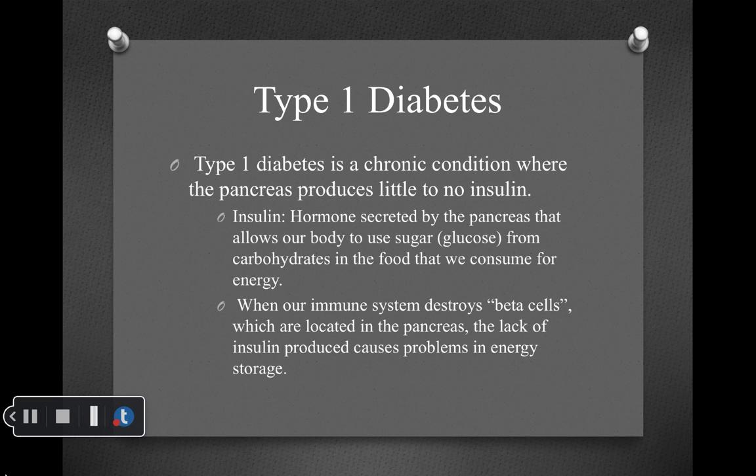Type 1 diabetes is a chronic illness where the pancreas produces little to no insulin. Insulin is a hormone secreted by the pancreas that allows our body to use sugars, which is glucose, from carbohydrates in the foods that we consume for energy, which is ATP. When our immune system destroys beta cells located in the pancreas, the lack of insulin produced causes problems in energy storage.